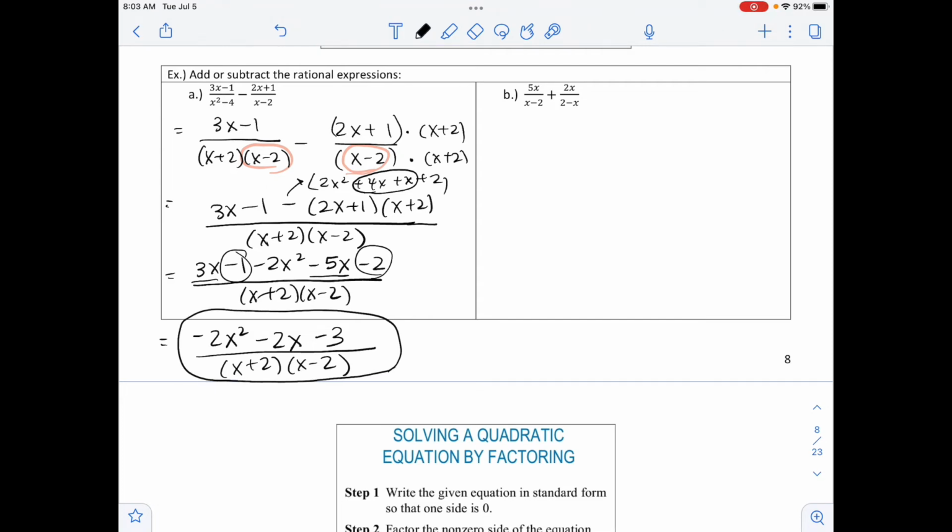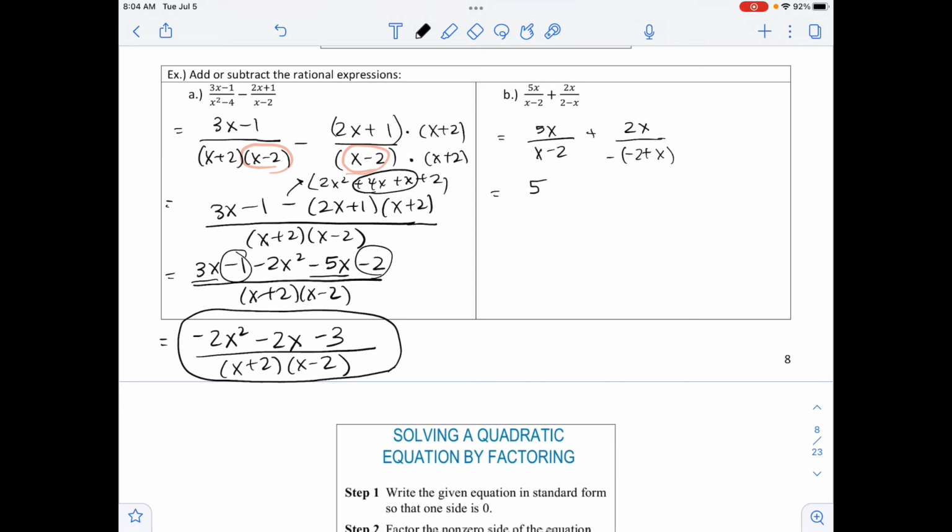Part B says 5x over x minus 2 plus 2x over 2 minus x. You'll notice that the denominators are almost identical, but they're off by a sign. And we saw this earlier, so I'm going to go ahead and factor out that negative in the second fraction, and that's going to become a negative 2 and a positive x. Now the denominators are identical.